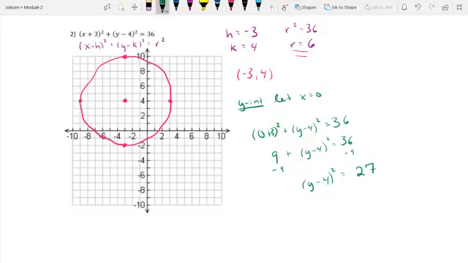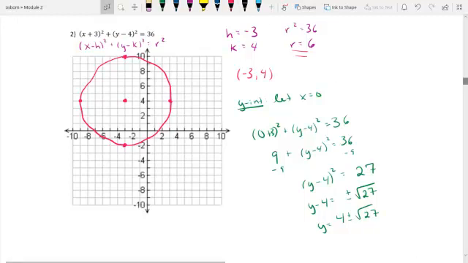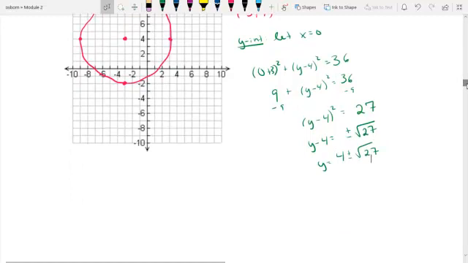That gives me (y minus 4) squared is equal to 27. At this point, I'm going to use the square root principle to take the square root of both sides. That gives me y minus 4 is equal to plus or minus the square root of 27. Then I'm going to add 4 to both sides. That gives me y is equal to 4 plus or minus the square root of 27. Now, MyMathLab is going to ask for an approximate answer, which means you're going to plug that into your calculator to find your two solutions.